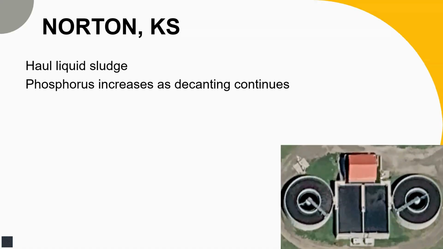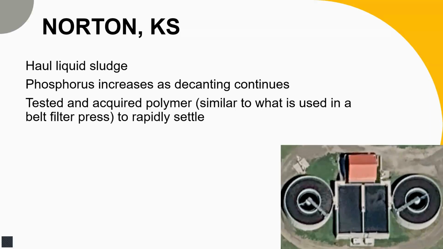So I've been working with Norton, and I've shown you that photo before, and they were interested in it. They haul liquid sludge so that they don't have any belt filter press return flows that some facilities would have, but they do decant so that they're hauling less water. They have done pretty extensive testing and have found that as you get later in decanting, meaning more hours from air off, the phosphorus starts to increase in the decant water that's going back to their driver basins.